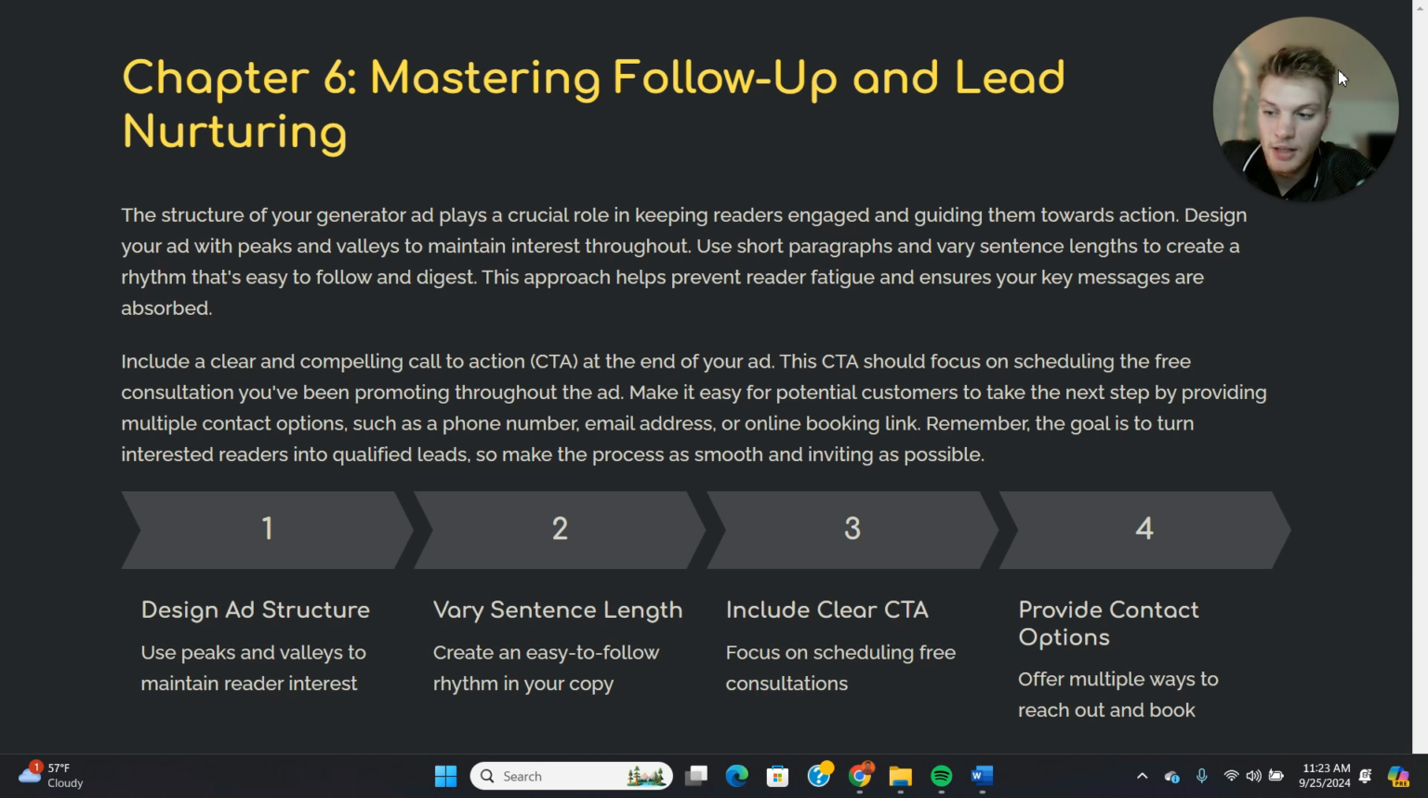So they know exactly where to go, they know how to get there, it's the link below, they know what to do, fill out the survey, and they know what they're going to get, which is the free estimate, right? So that's how you should structure your CTAs or calls to action. So do use peaks and valleys to maintain reader interest, create an easy to follow rhythm in your copy, focus on scheduling free consultations, and that's about it.